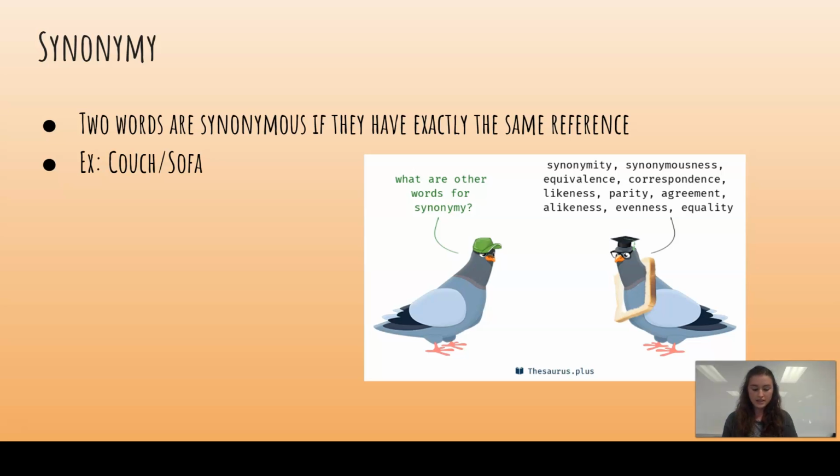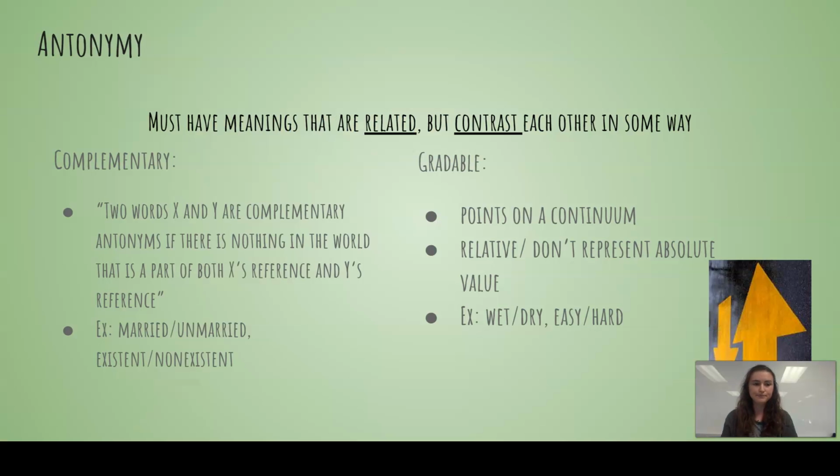Another way to relate words is synonymy. Being synonymous means that they have exactly the same reference. So this is seen through words such as couch and sofa or quick and rapid.